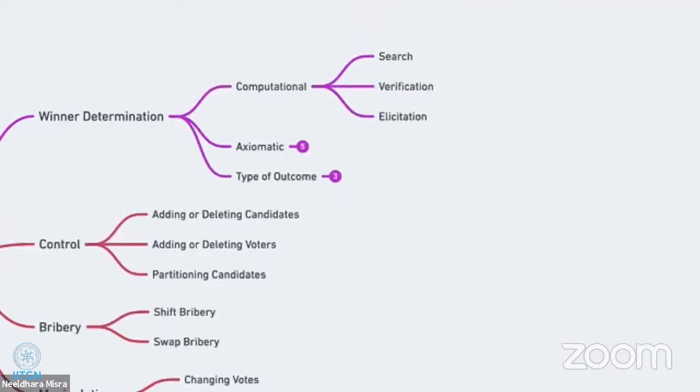But given a particular mechanism, you may be interested in how expensive it is to compute the winner using this mechanism. That is the de facto search question in the context of winner determination. But in some situations, you may also be interested in the verification question: given a particular outcome, is this an optimal outcome?